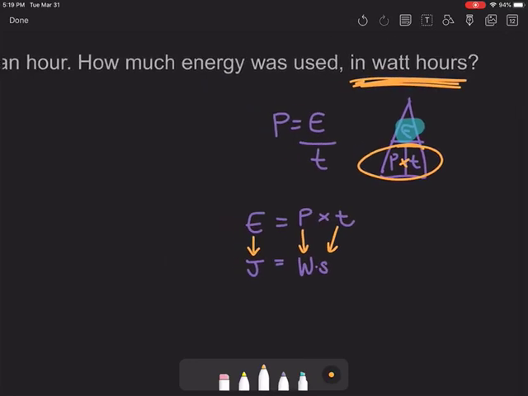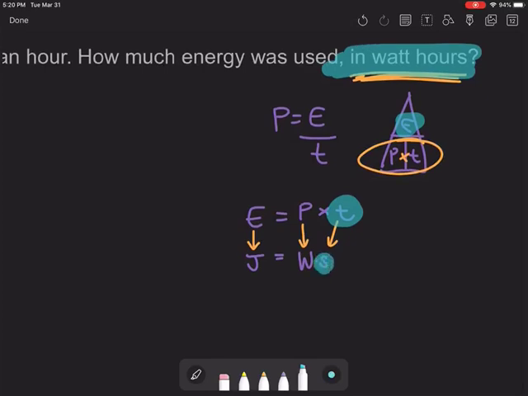What the question is asking us is saying, well, instead of having our units in watt seconds, which are the same thing as joules, let's have them in watt hours. To have watt hours, I need to have my time in hours. Because if I had my time in seconds, I'd have watt seconds. So to have watt hours, I need to have time in hours.